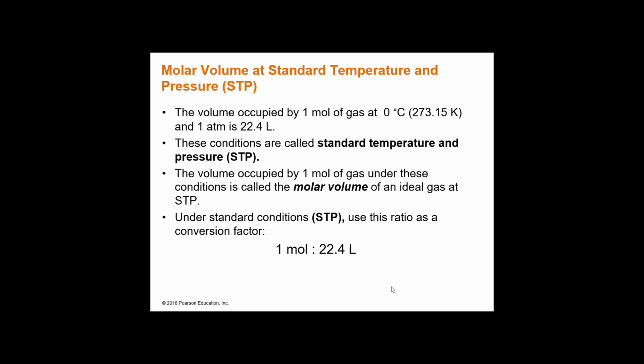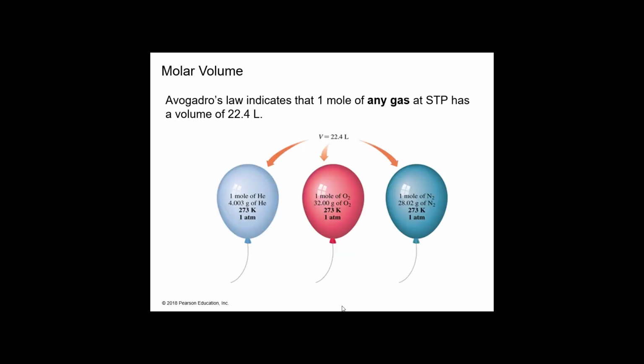If it's at STP, then, right here you can see, 1 mole is equal to 22.4 liters at STP, the molar volume. If the word molar volume is used, this is what they mean. 1 mole is equal to 22.4 liters. So we covered what standard temperature and pressure is, and the molar volume is 22.4. This can also be used as a conversion factor, which we will use in a problem coming up.